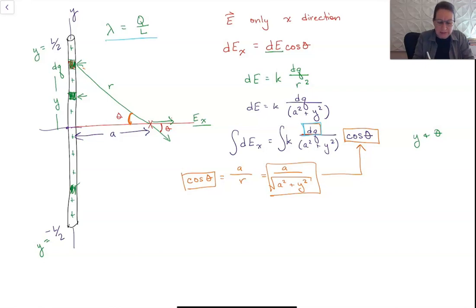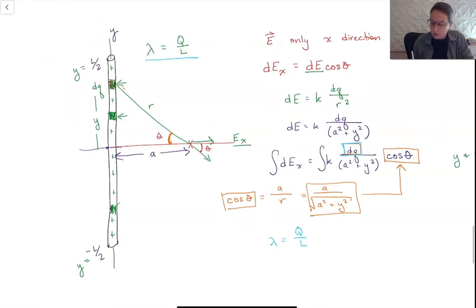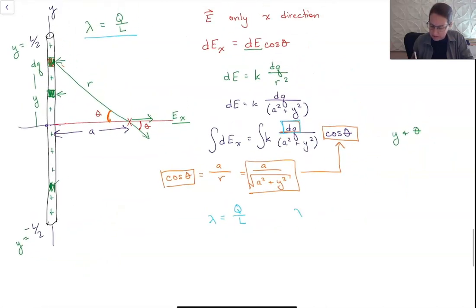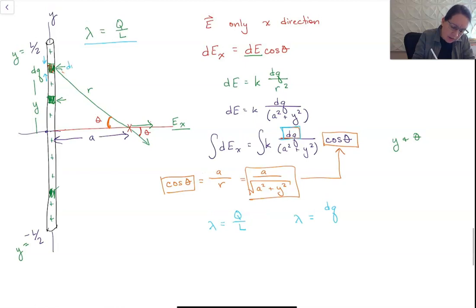And that's where my density comes in, because I know that my density is capital Q, the total charge, over L. But because it's any little piece, it would be dq over any little distance, right? Like this little height, which I can call dy. That's my little height there, right? So dq over dy.